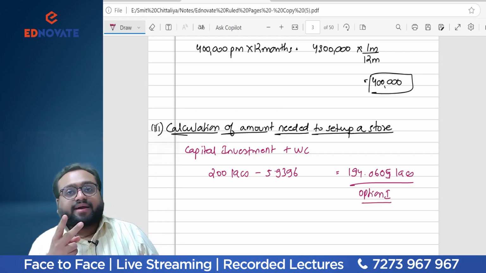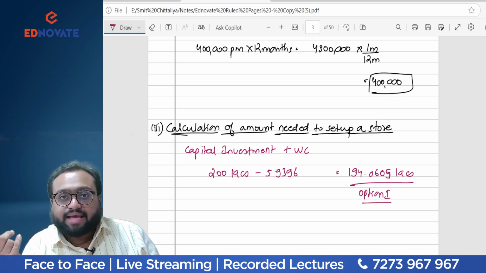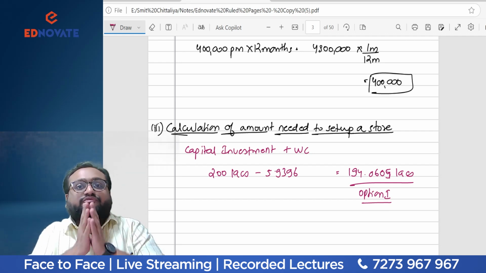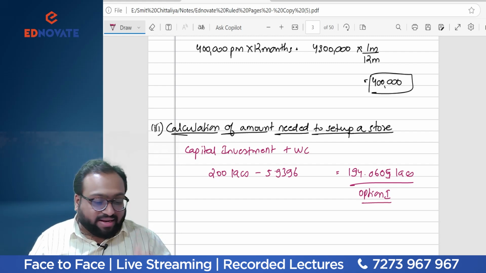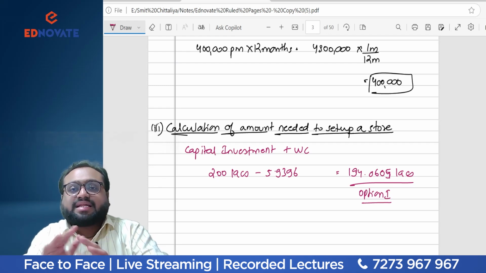Two things are required for the amount: one was your capital investment, second was your working capital. Since we have negative working capital, the amount required will be less. Thank you to my creditors. Thank you for the outstanding wages, which have reduced my working capital. Very nice. So we are done with parts 1, 2 and 3 of the question very easily and smoothly.